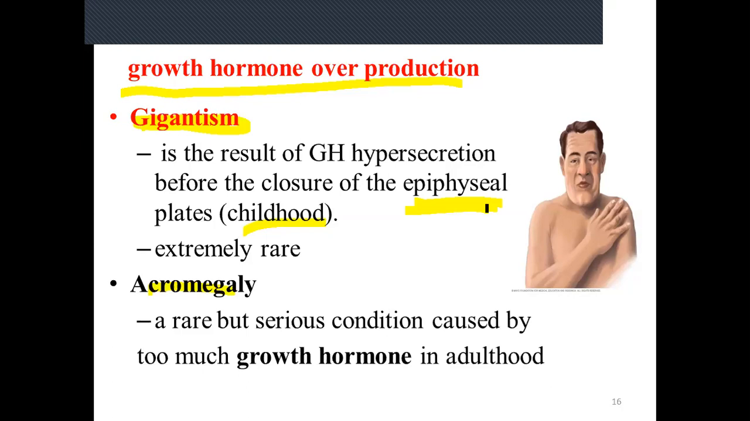So this condition is extremely rare and common in childhood. But acromegaly is a rare but very serious condition caused by too much growth hormone, and it mostly occurs in adulthood, that means after closure of the epiphyseal plates. Mostly the patient will not have linear growth, but you will see thickening or enlarging of the organs as the most common presentation in cases of acromegaly.